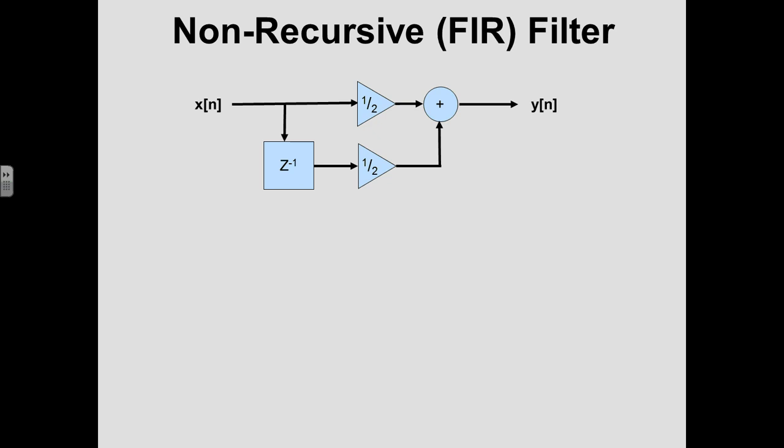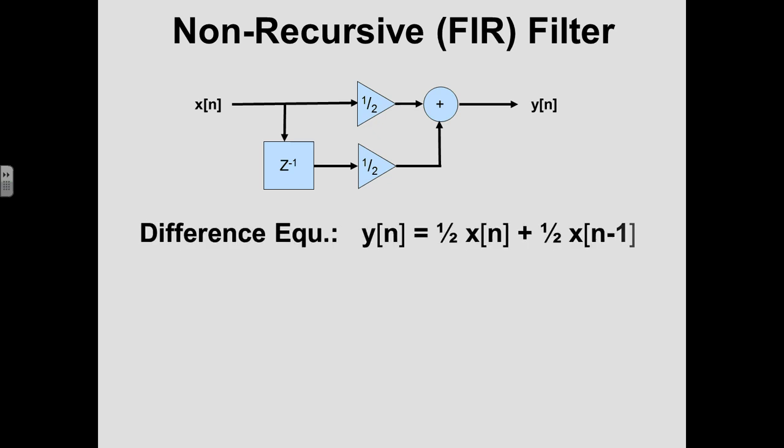As an example of that, here's a non-recursive finite impulse response filter. We have x of n coming in on the left, y of n coming out on the right, and with the delay block and the block diagram given, we could hopefully recover the difference equation that describes this filter very quickly. The output y of n is just 1/2 times the signal coming in, x of n, plus another 1/2 times a one sample delayed version of x of n, which we call x of n minus 1. Now that's the difference equation for this filter.